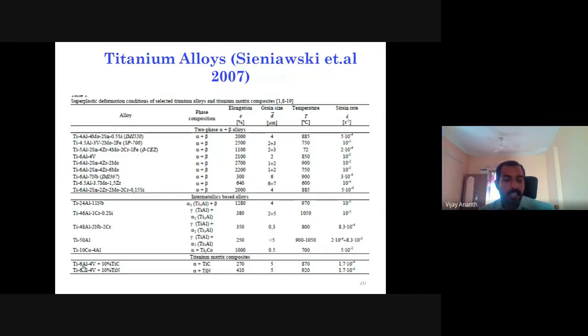The last one, the titanium based composites, titanium and titanium carbide, titanium plus titanium nitride composites, are also formed by superplastic forming. The elongation obtained was nearly 410%. 410% was obtained at a temperature of 920 degrees centigrade.